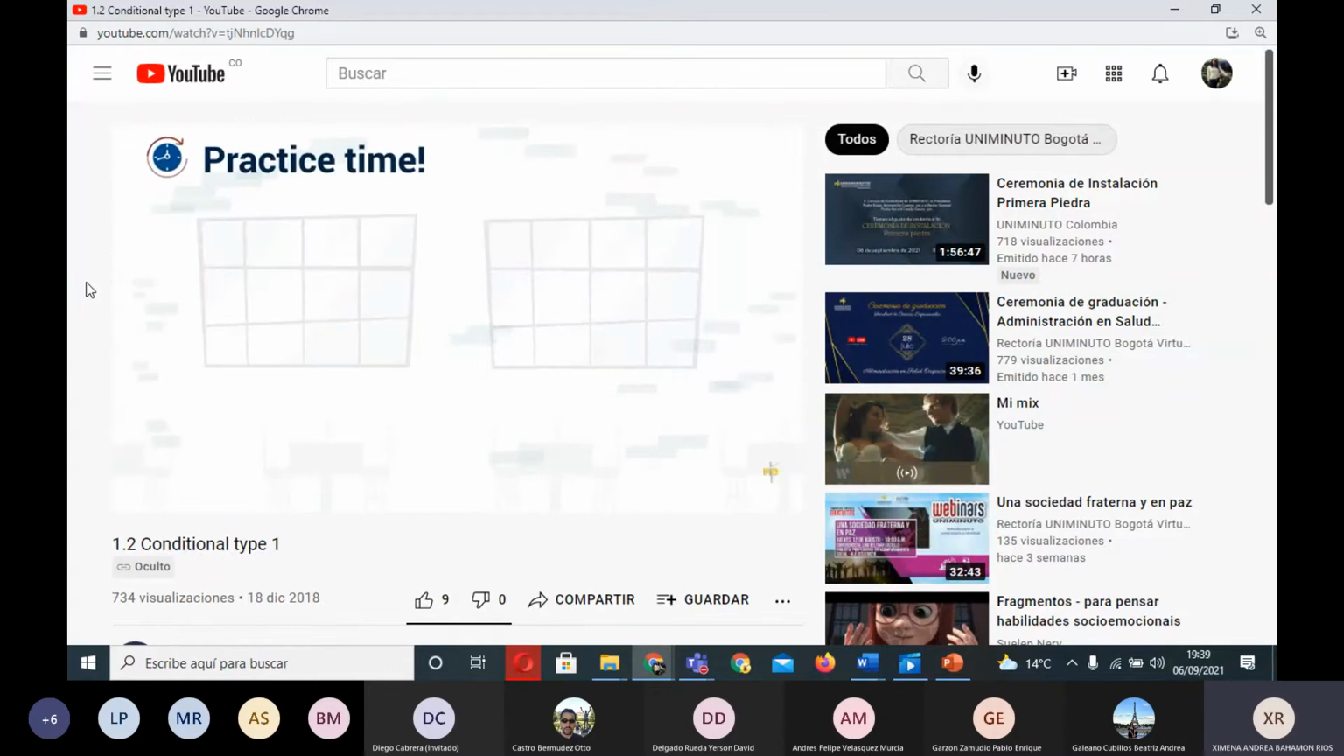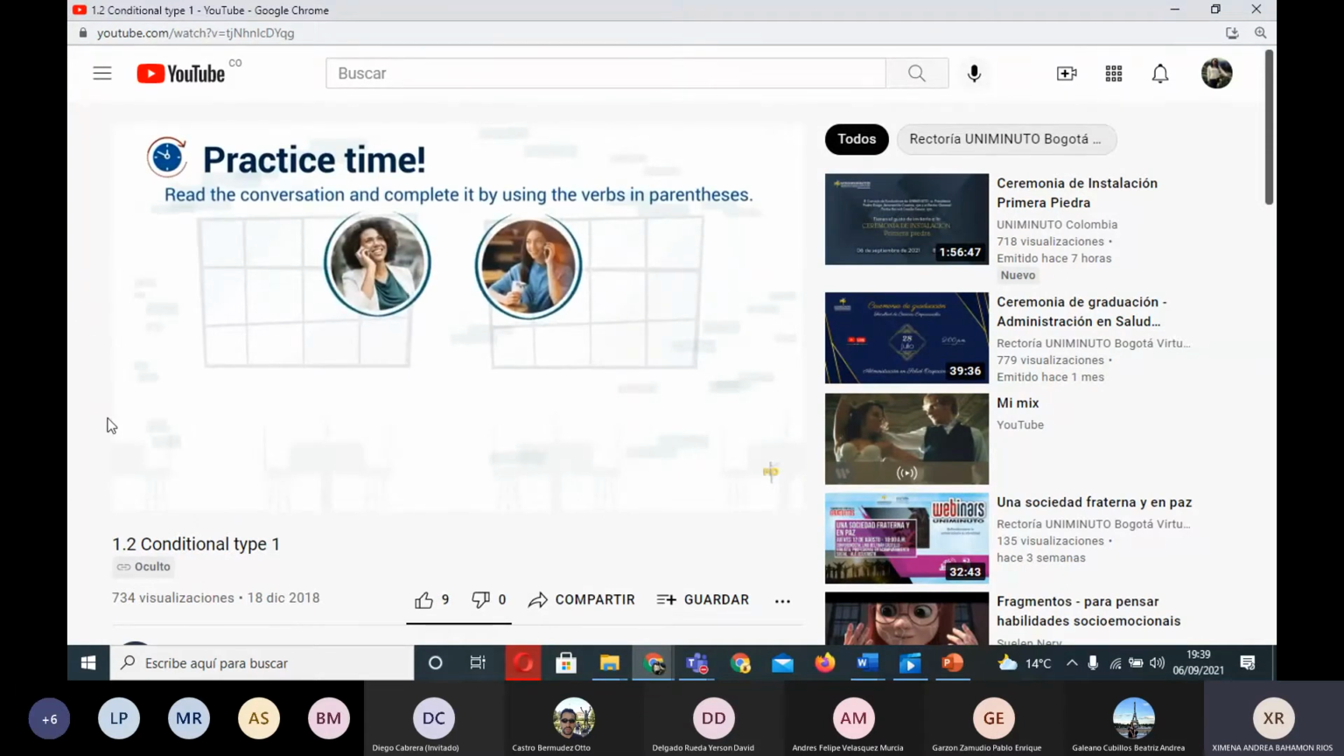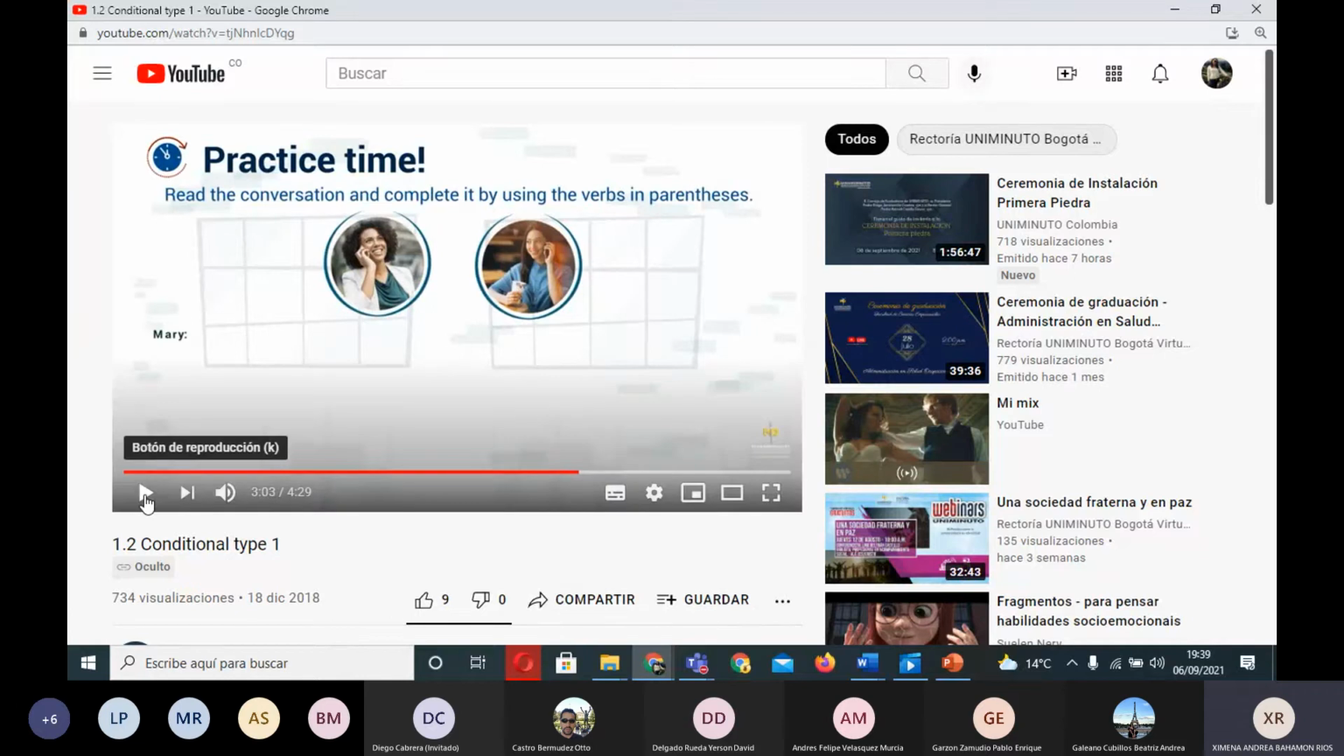What about a short but challenging practice moment? Read the conversation and complete it by using the verbs in the parentheses. Okay, so let's have some practice now, right? In order to check if you are understanding the situations that we have over here. There is going to be a conversation presented here, and we have to complete the conversation by using the verbs that we have in parentheses, in brackets. So let's verify, first of all, the conversation here, and let's try to verify if we can complete the conversation. Let's see.